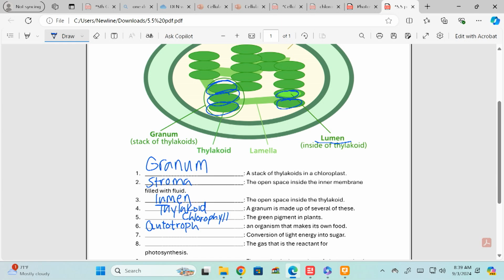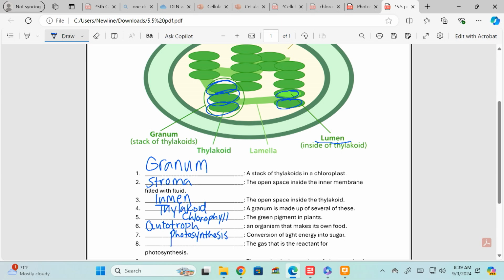Let's keep it going. Number 7, what is the conversion of light energy into sugar? So what starts off as light and makes sugar? That's that process called photosynthesis. Photosynthesis. Y'all are doing great. We just got a couple left.